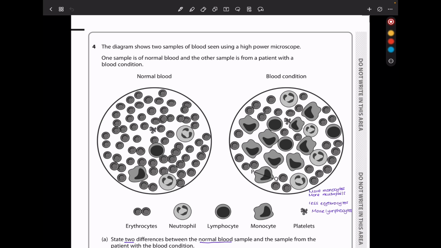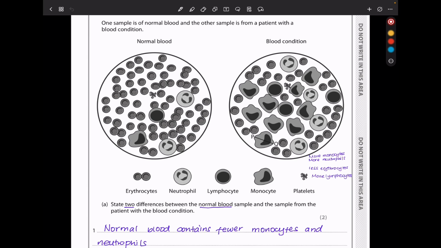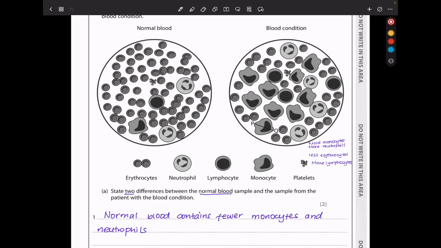In question 4, the diagram shows 2 samples of blood seen using a high-power microscope. One sample is of normal blood and the other sample is from a patient with a blood condition. So we see the sample with normal blood and the sample from a person with a blood condition. The person with normal blood has more numbers of erythrocytes. These are red blood cells, so it means their body transports more oxygen in comparison to the person with a blood condition. However, the person with a blood condition has more neutrophils.